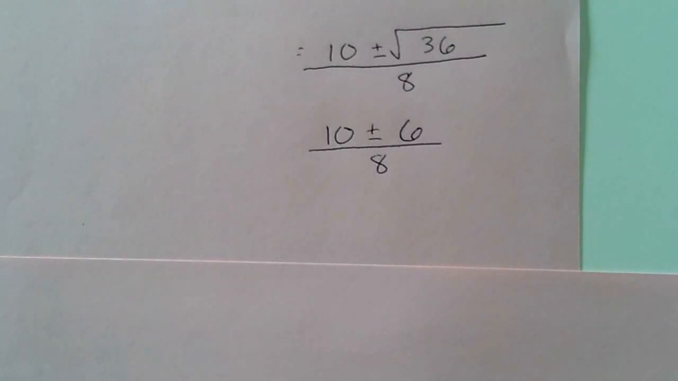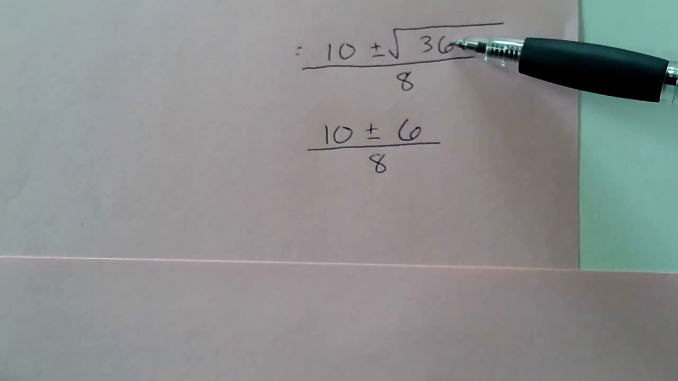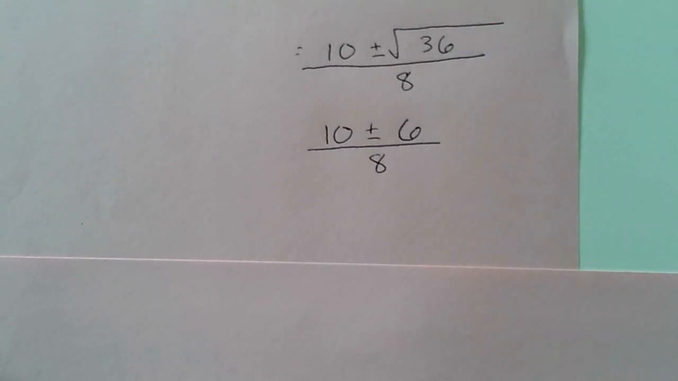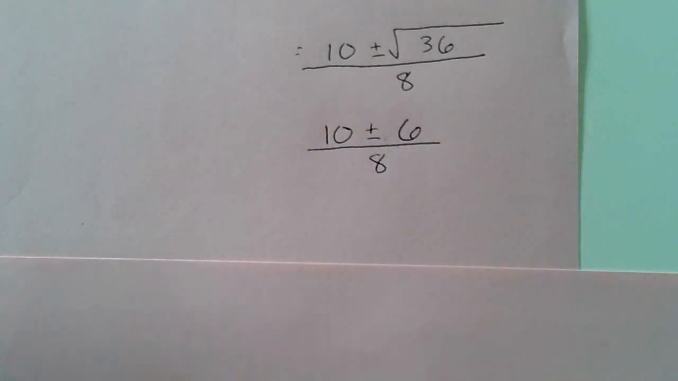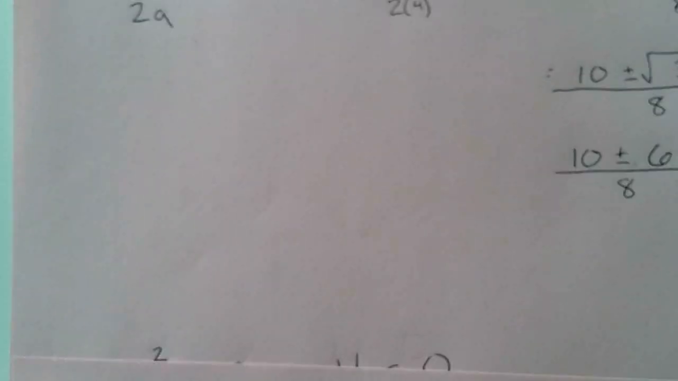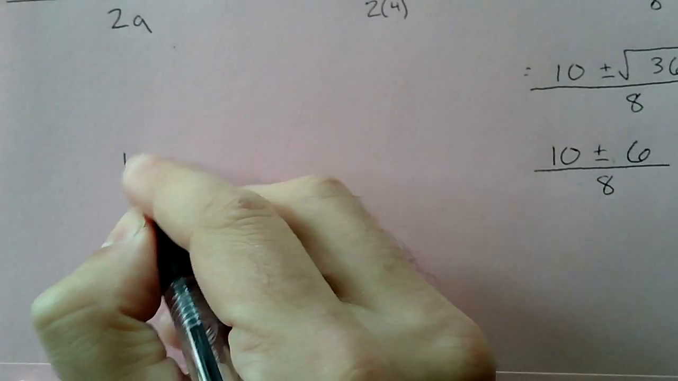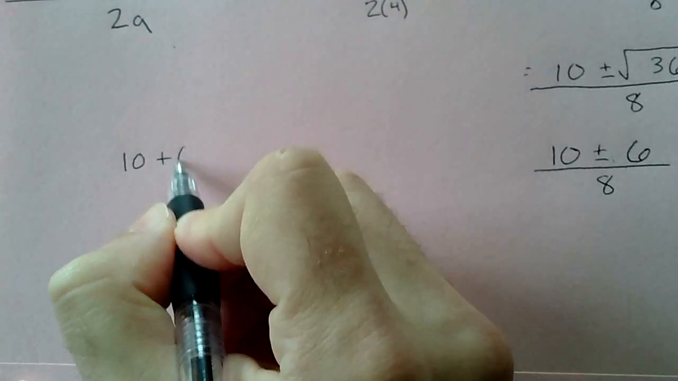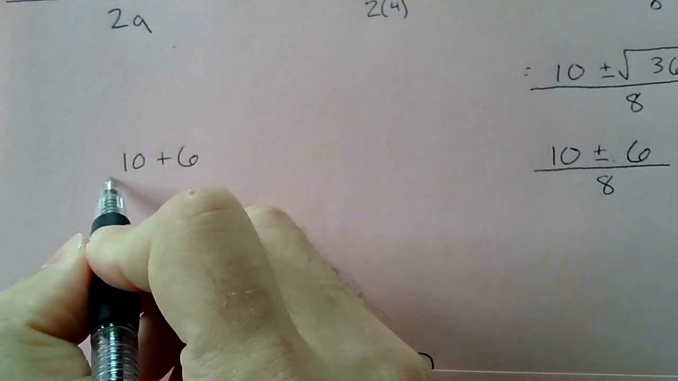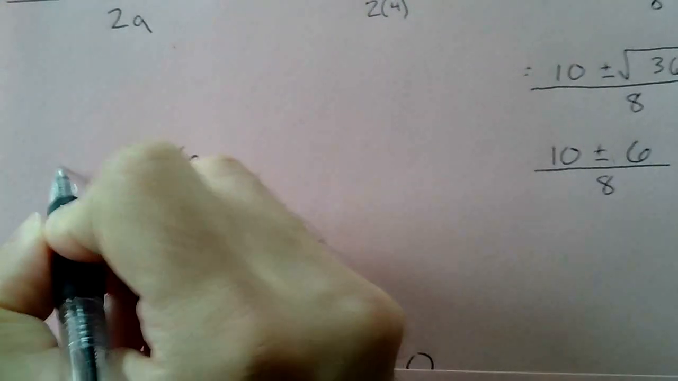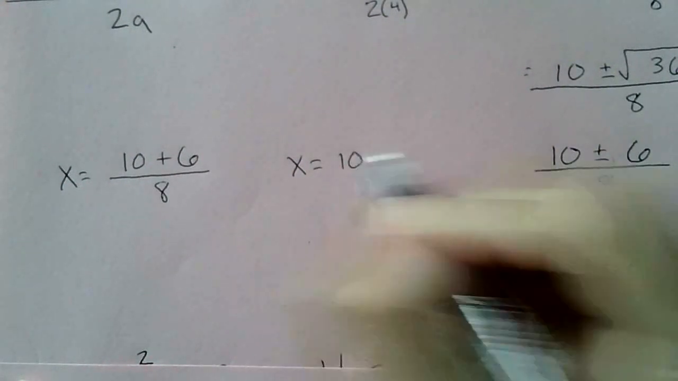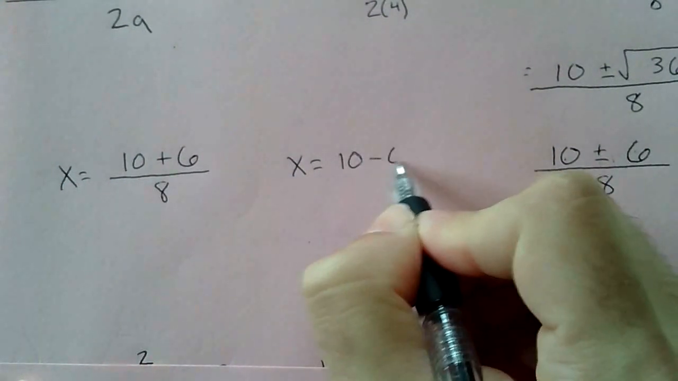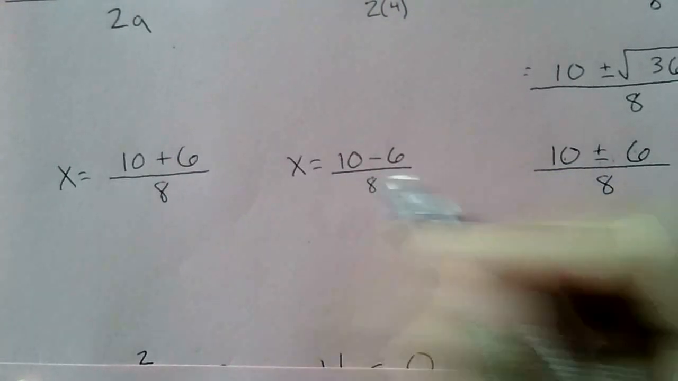All right, so now we're looking at, since our discriminant was positive, which tells us we have 2 roots, or 2 x-intercepts. This actually represents 2 problems, the plus problem and the minus problem, so we're just going to split that up. I'm going to have 10 plus 6, so I'm using the plus first, divided by 8, equal to x. And then x equals 10 minus 6, and I'm going to divide that whole thing by 8.